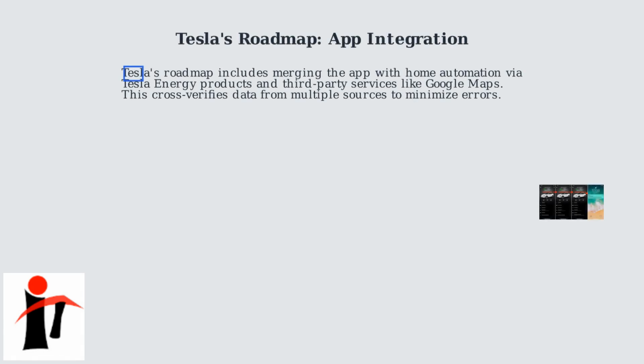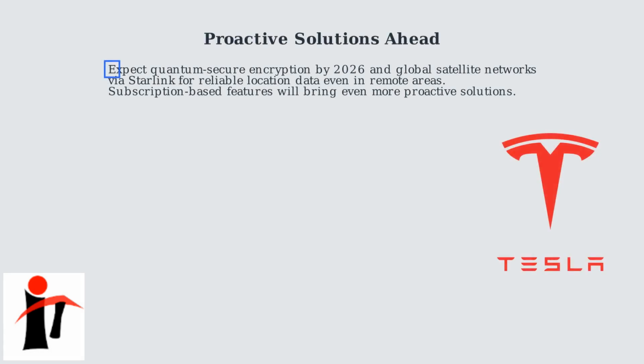Tesla's roadmap includes merging the app with home automation through Tesla Energy products and third-party services like Google Maps. This integration cross-verifies data from multiple sources, potentially minimizing sync errors and improving reliability. Expect quantum-secure encryption by 2026 to prevent hacking-related sync issues, and global satellite networks expanding Starlink for reliable location data even in remote areas. Trends toward subscription-based features will bring even more proactive solutions in the coming years.